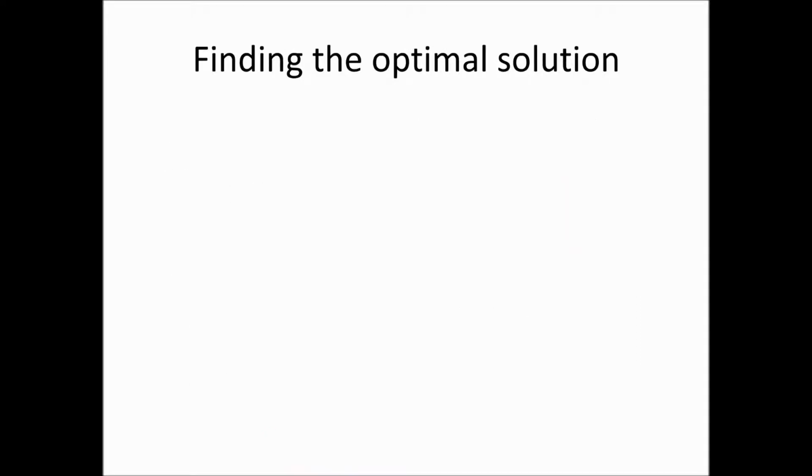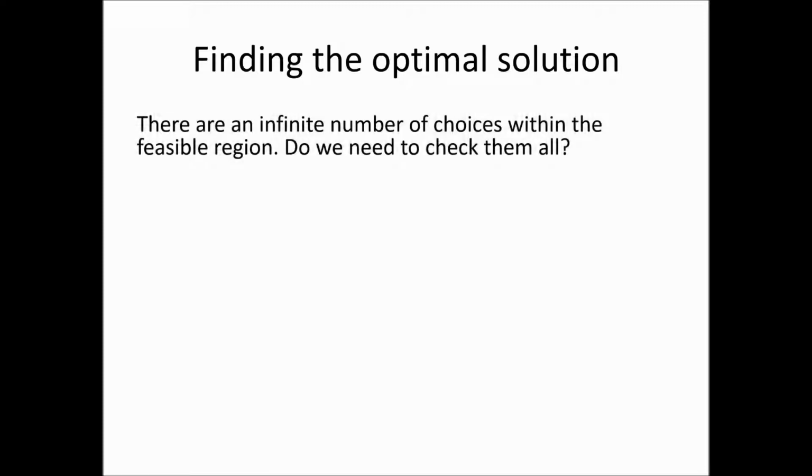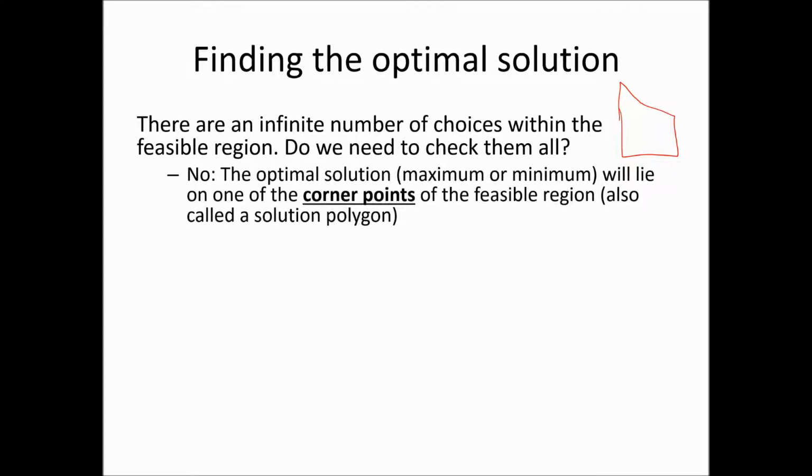So how do we go about finding the optimal solution? Because in a feasible region, so that polygon, that shape that we have, whatever it might look like, there are an infinite number of choices. Millions upon millions. You could never count all of them. So hopefully we don't have to check all of the solutions.